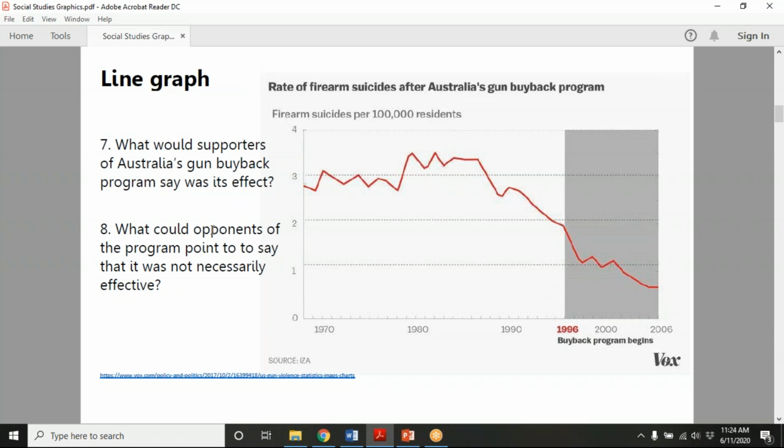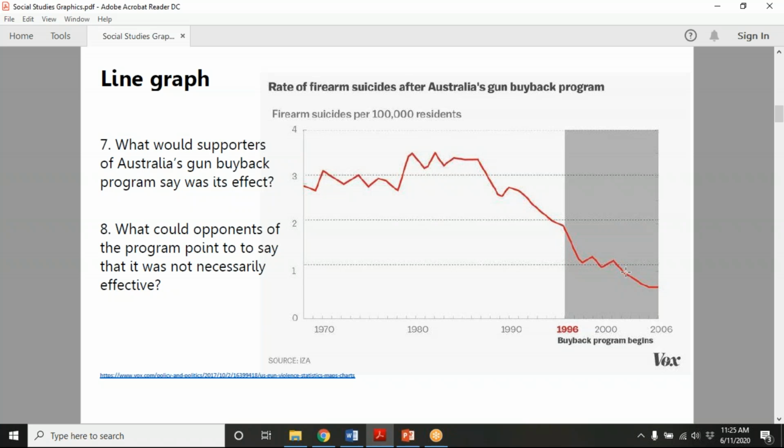Number 8, what could opponents of the program point to say that it was not necessarily effective? That the suicide rates were already decreasing by that time. Exactly, very good. So they could say, hey, starting in the mid 80s, the suicide rate dropped and dropped and dropped and was already way down in 1996. So that trend just continued. If you were an opponent of the buyback program, you could say it had no effect. The suicide rate was already going down, and you can't deny that.